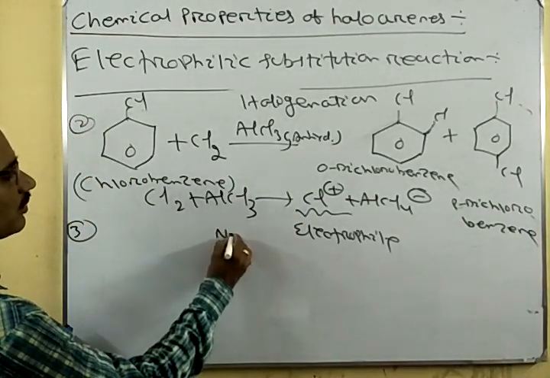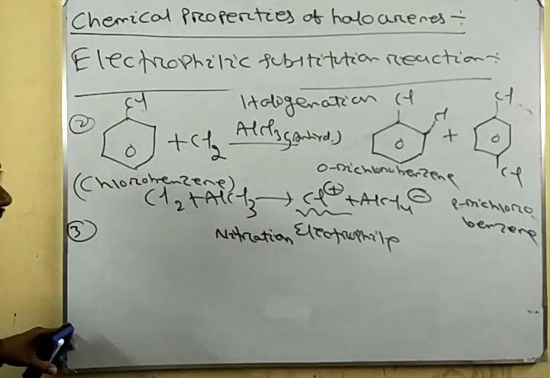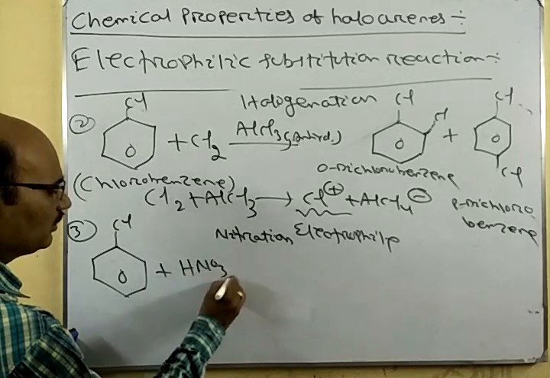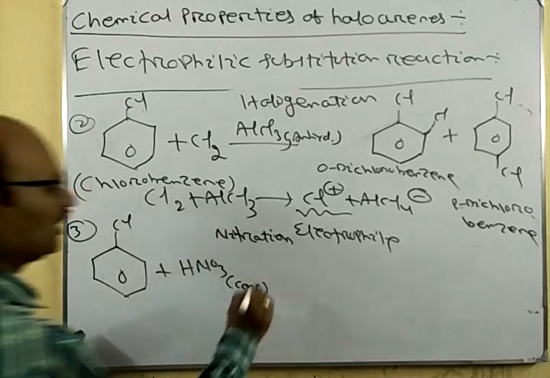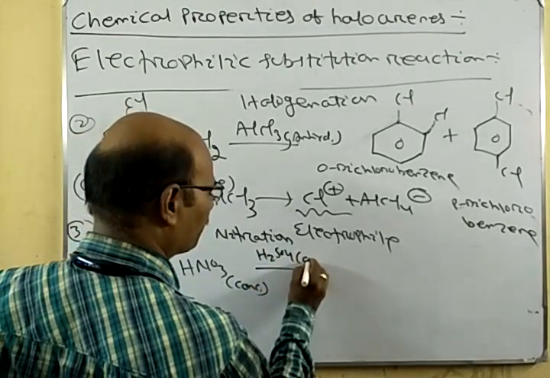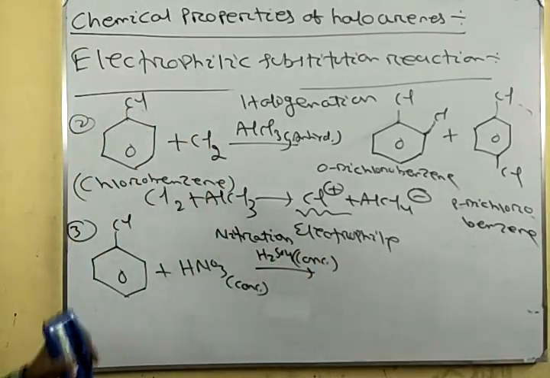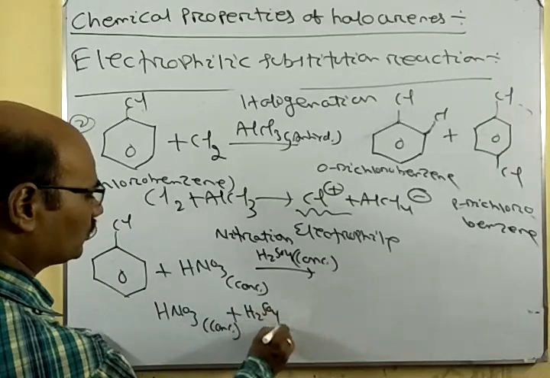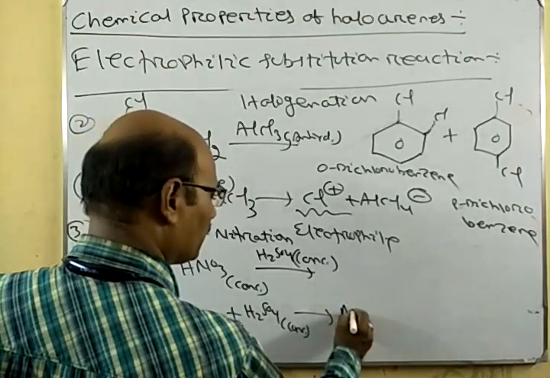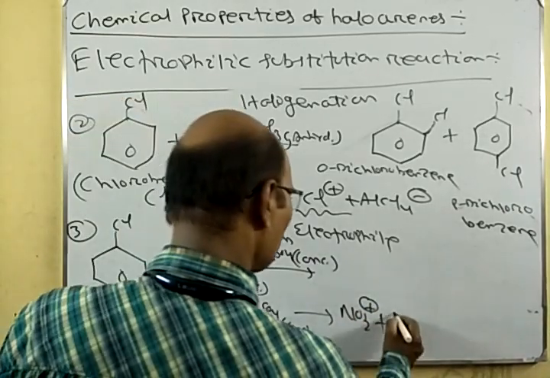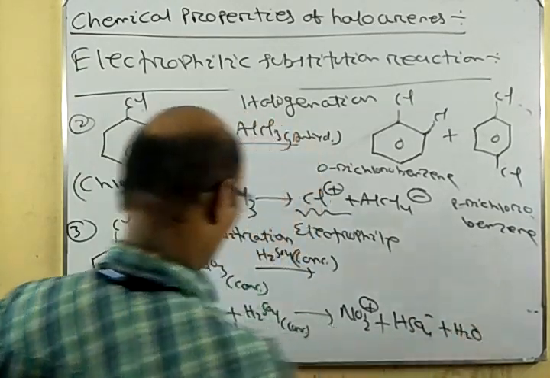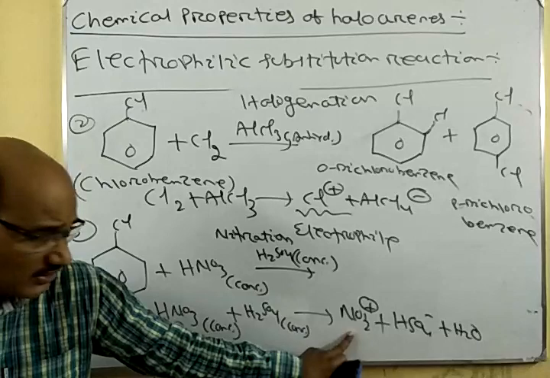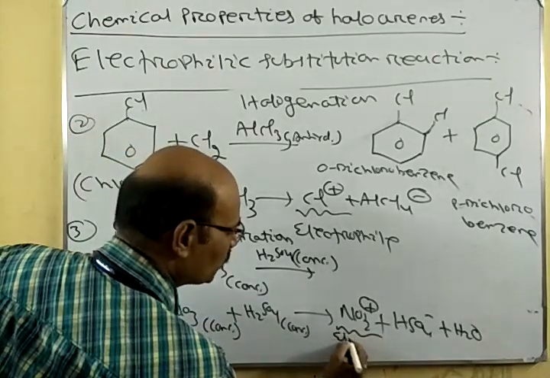Similarly, I can also go for nitration. What will we do here? Chlorobenzene plus concentrated HNO3 in the presence of concentrated H2SO4. So what happened here? Concentrated HNO3 plus concentrated H2SO4 gives NO2+ plus HSO4- plus H2O. So HNO3 with H2SO4 gives NO2+. This is the electrophile.